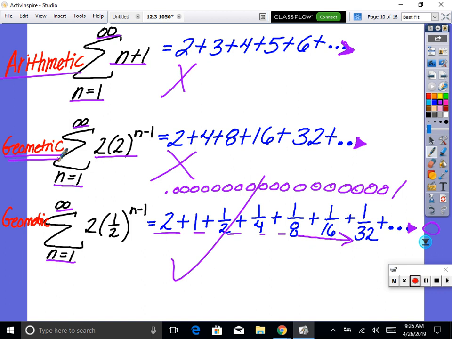So what do you see as the difference between this geometric and this geometric? When can we versus can't we find the sum?